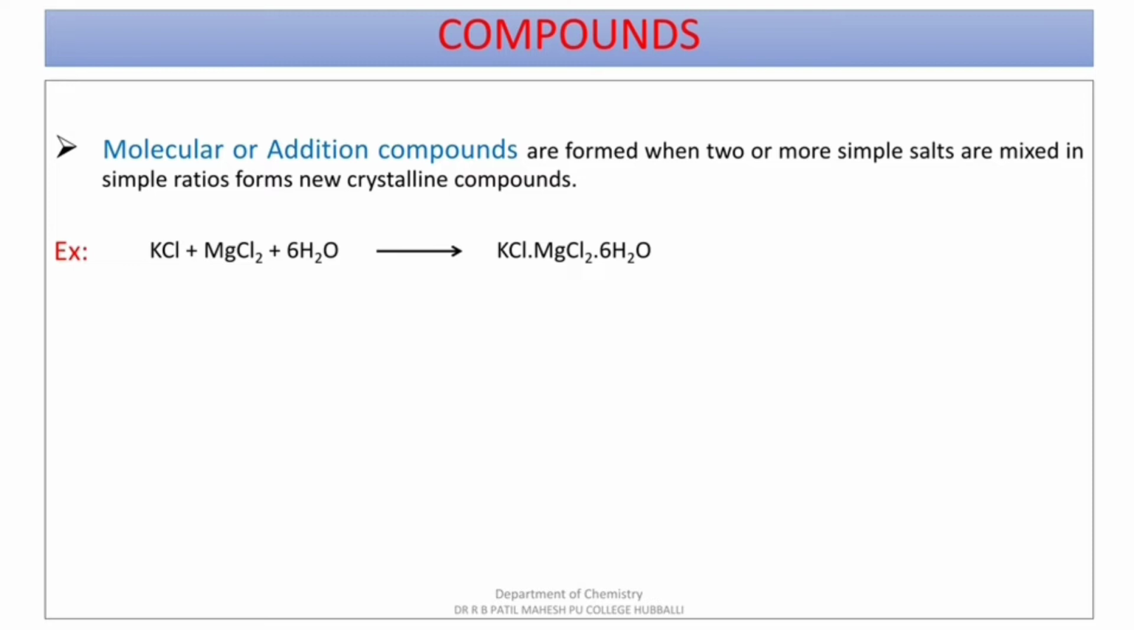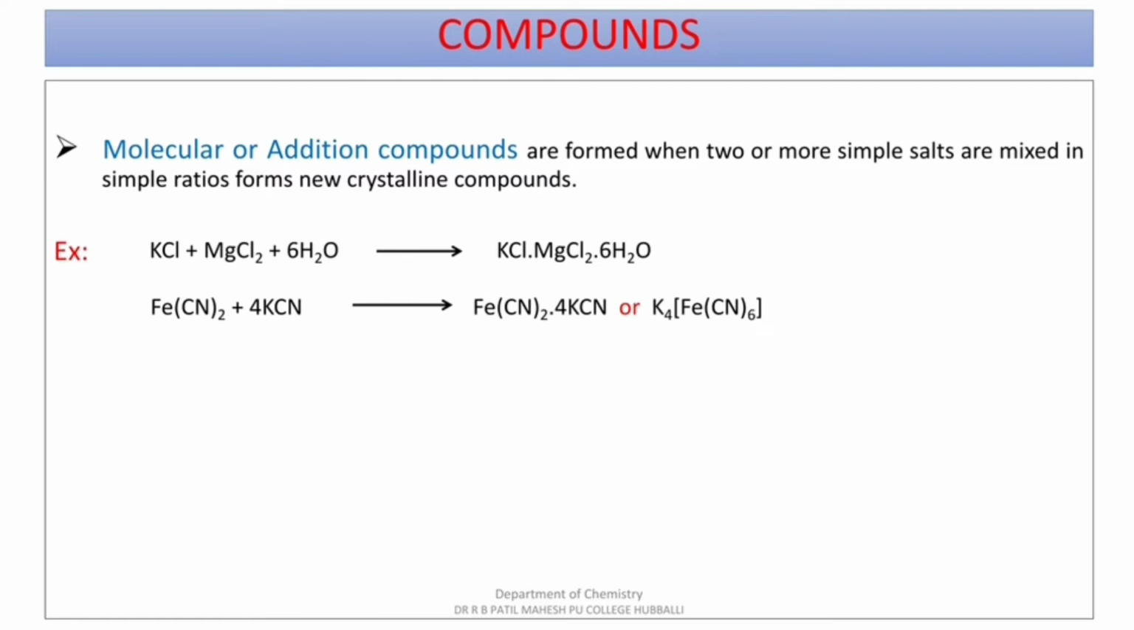For example, KCl and MgCl2 are the two simple salts. When they mix in presence of water, they form KCl.MgCl2.6H2O, which is a double salt. And the water molecule added here is known as water of crystallization.